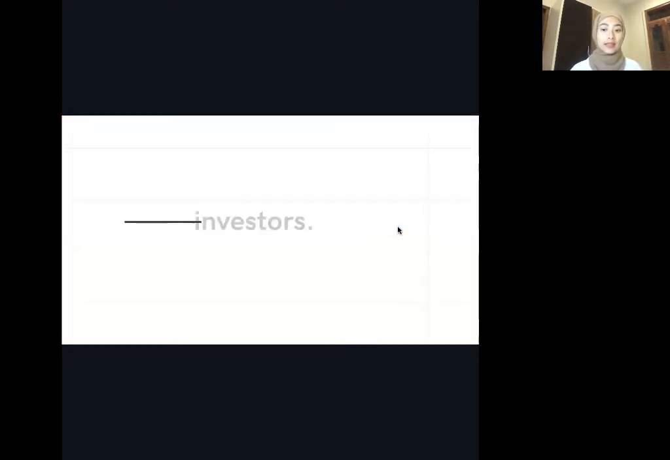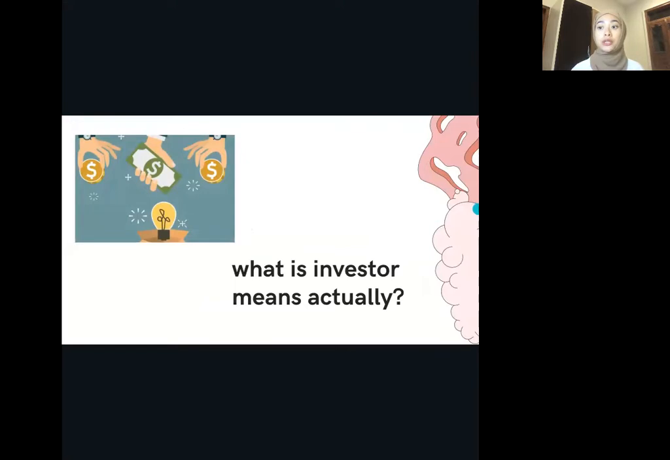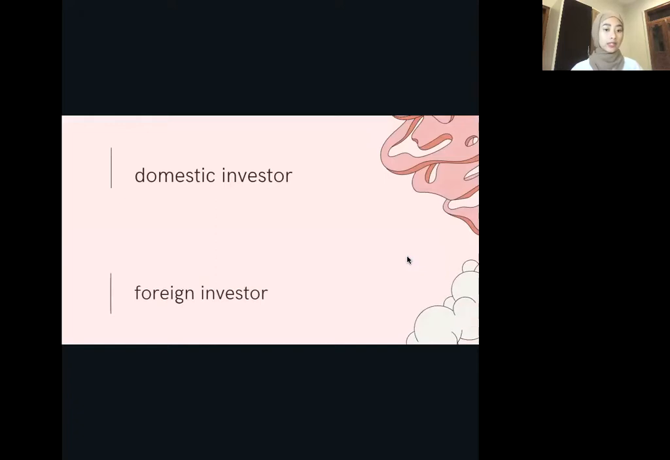The next is investors. What does investor actually mean? An investor is a person who allocates their money, wealth, or capital with the expectation of a future financial return, or profit, or to gain advantages or interest. There are two types of investor in this topic: the first is the domestic investor, and the second is the foreign investor. The domestic investor consists of several requirements.